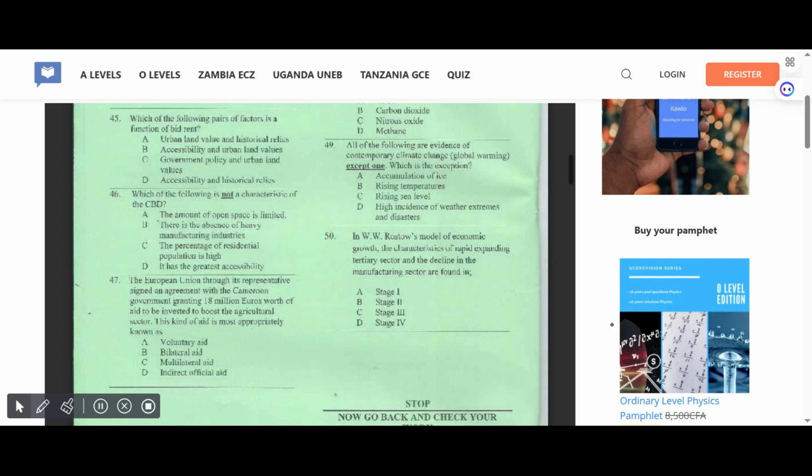50. In Rostow's model of economic growth, the characteristics of rapid expansion of the tertiary sector and the decline in the manufacturing sector are found in? Correct answer for 50 is D, stage 5.